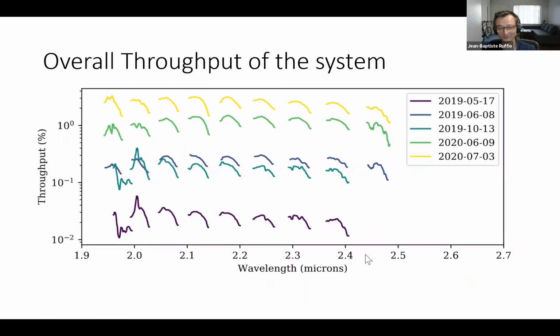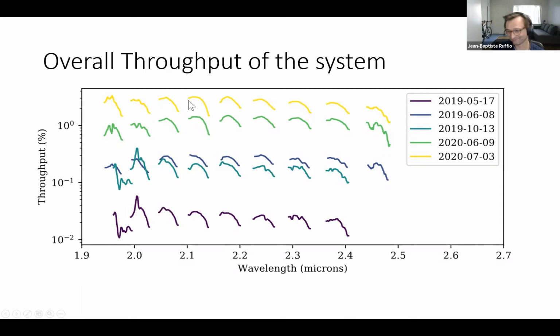So one of the most important properties of the instrument is its throughput. We're limited by the throughput of the instrument. And here is to show you how much work was put in by the instrument team in getting this to work. From last year to this year, we got 2 orders of magnitude increase in throughput by solving some problems that I don't have time to get into.